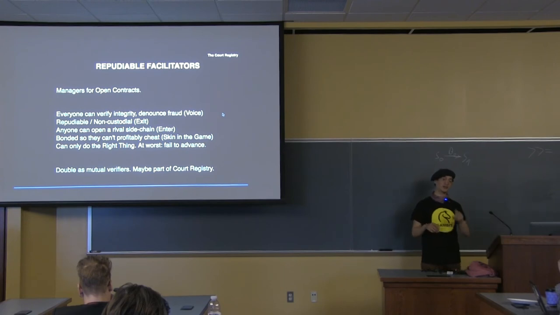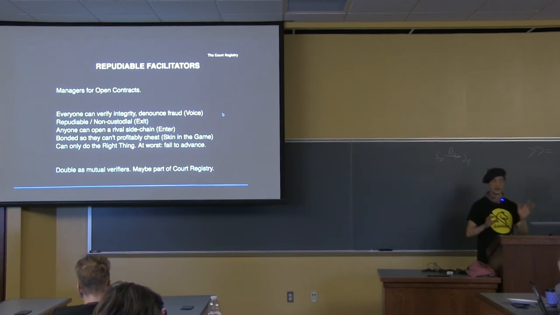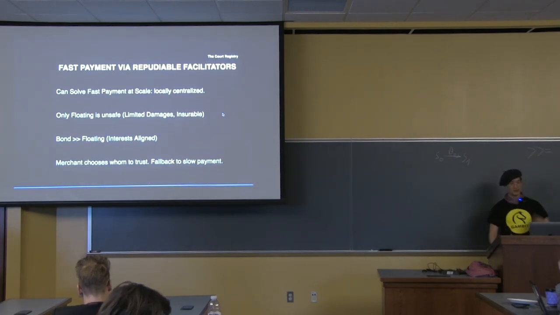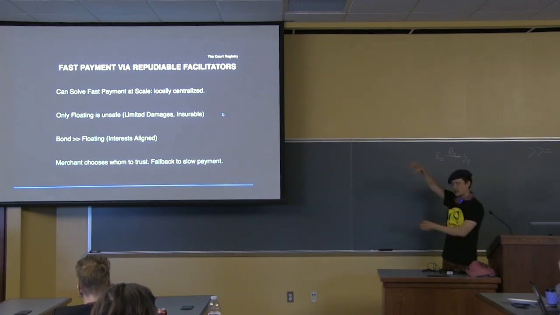trust that as long as one of these facilitators is honest, he will watch the others. And as long as the court registry still works, also. Okay, with that we can solve five... So facilitators are a generic thing, but here we can solve fast payment in particular.